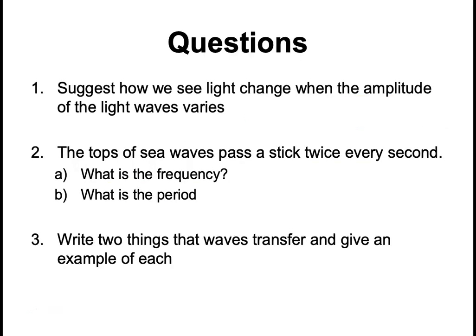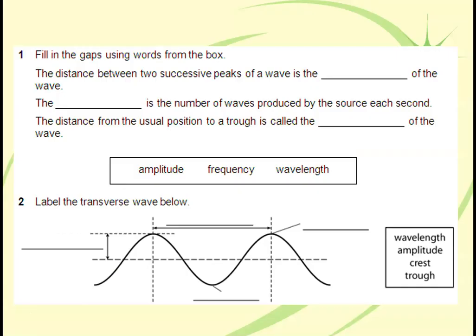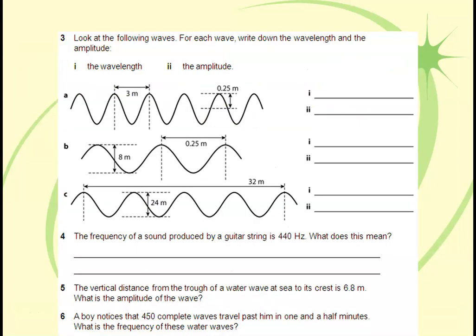Questions now, I won't give you the answers. Suggest how what we see changes when the amplitude of light waves varies. What is frequency? What is the time period when waves pass a point every 2 seconds? And write 2 things that waves transfer and give an example of each. For my class, there will be an accompanying worksheet where you can answer the questions. Also you can pause the screen here and answer the questions on this slide and just fill in the gaps to check your understanding. Okay, and the answers are on the slide.